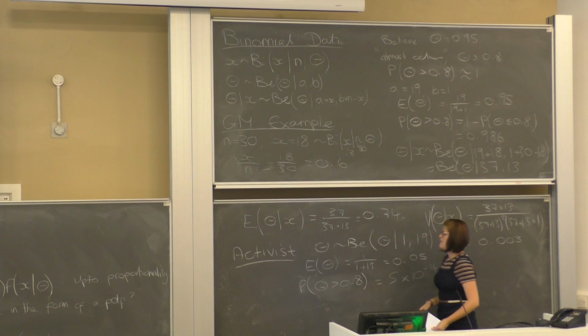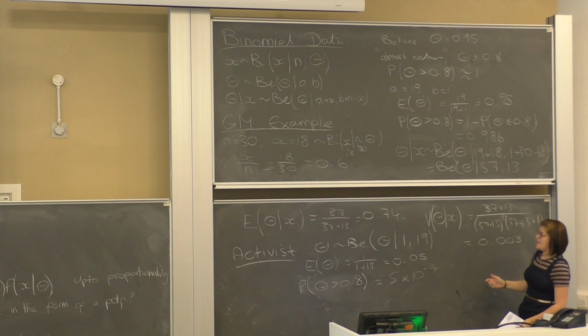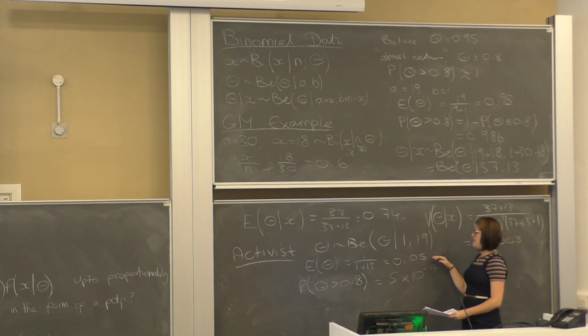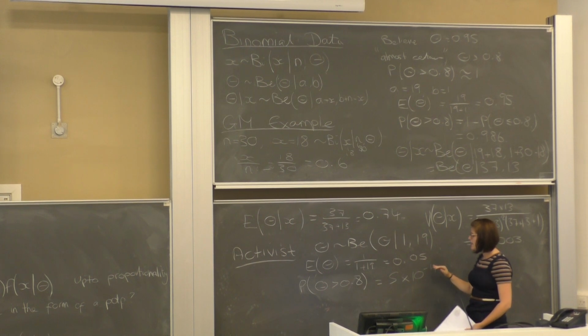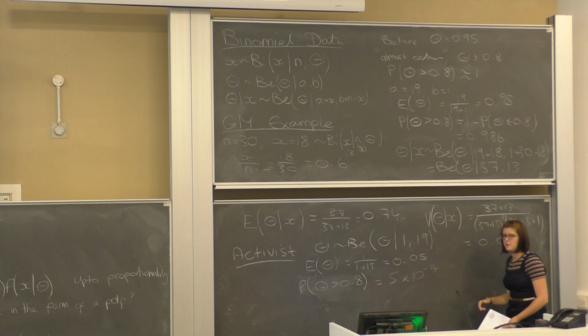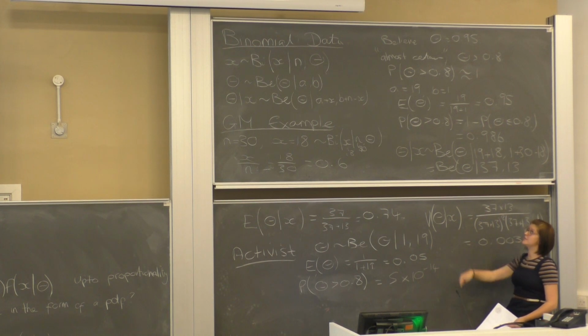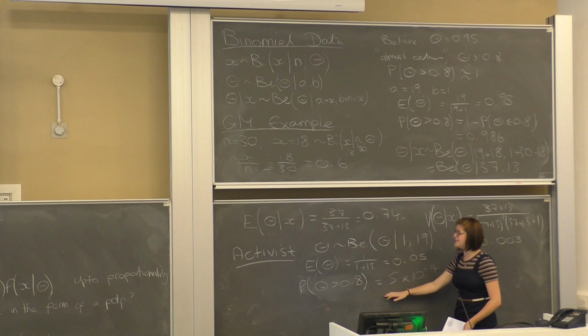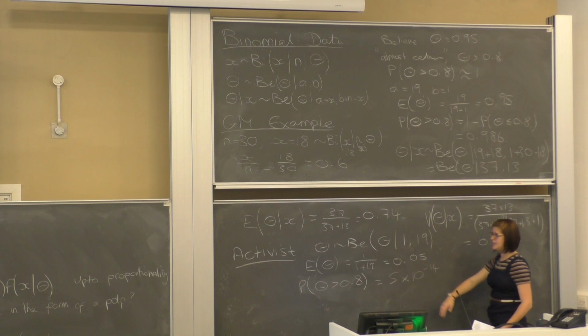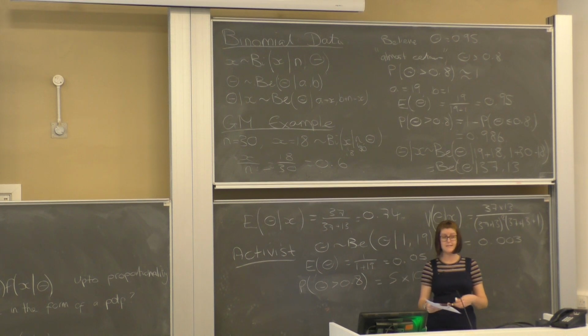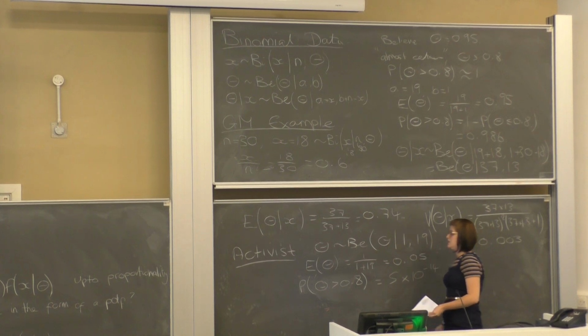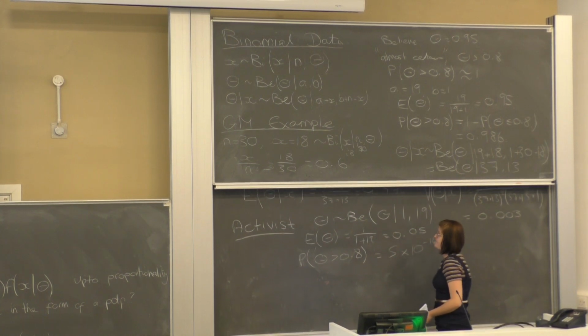So in contrast to the GM company, this activist thinks that theta, the proportion of resistant sheep, is really low. It's almost at 0. But just like the GM company were really certain about what they thought theta was, they're still really certain about what they think theta is. So this probability that it could be over 0.8 is basically 0. So we've got almost the exact opposite in terms of what this activist believes to what the GM company do.